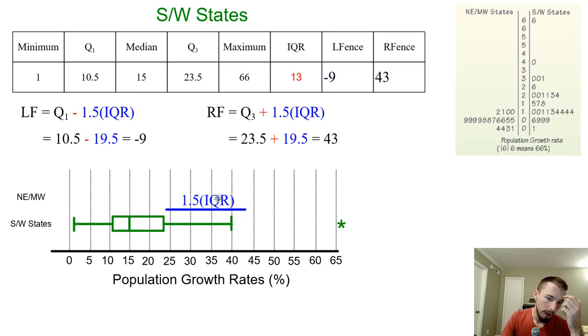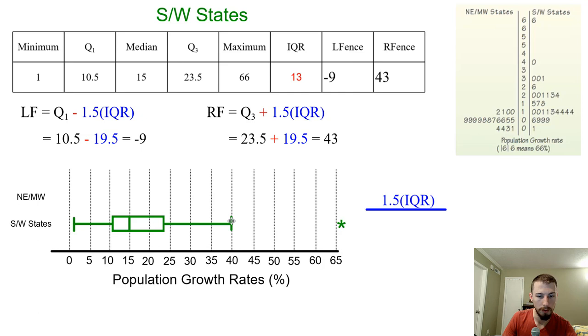So when we graph this out, again, we don't graph out the IQR times 1.5. We have our minimum, which is 1. We have 10.5, which is our first quartile. Median is 15. 23.5 is the third quartile. And then the non-outlying maximum of 40 and the outlying maximum, which would be 65. Any other outliers you'd have, you would also put asterisks for.